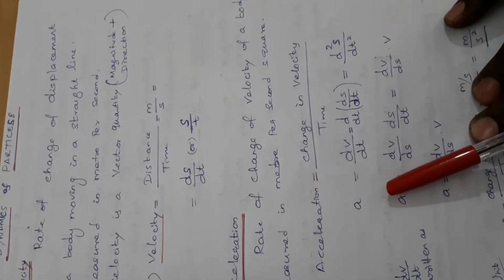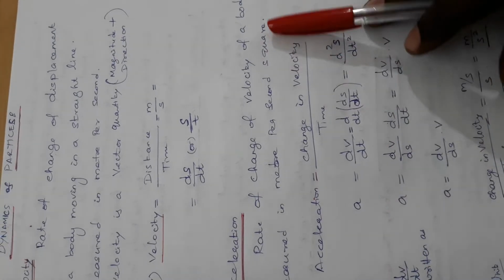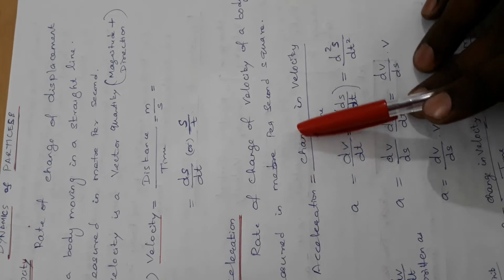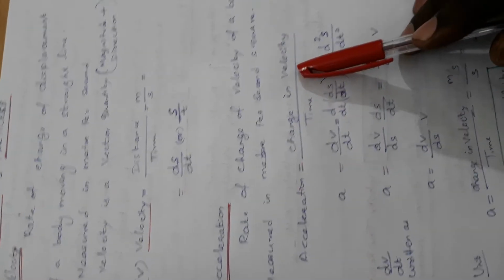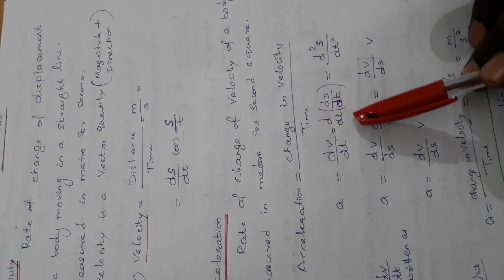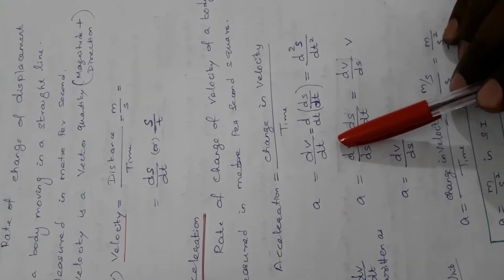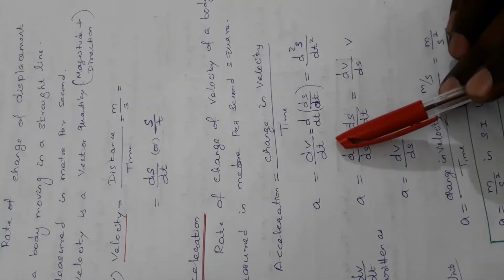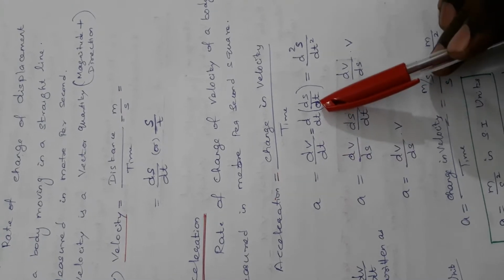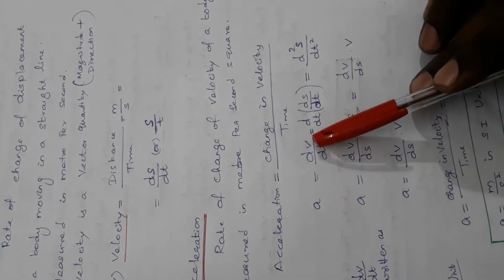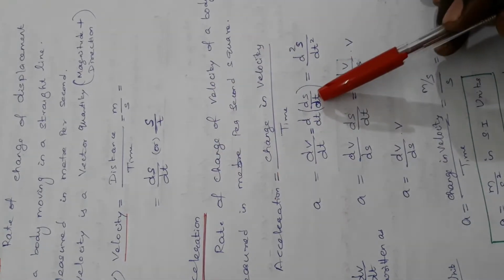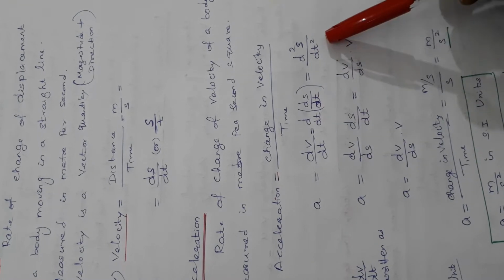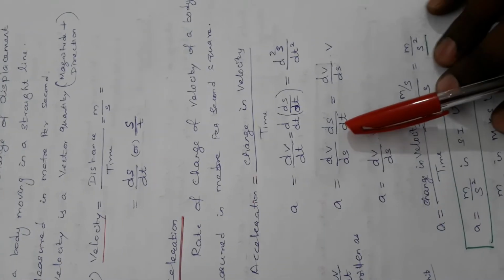Acceleration is the rate of change of velocity of a body, measured in meters per second square. So acceleration is change in velocity divided by time. Acceleration is represented by a is equal to dv by dt. In place of v, we replace it by ds by dt, which we got from velocity, so it is written as d square s by dt square.